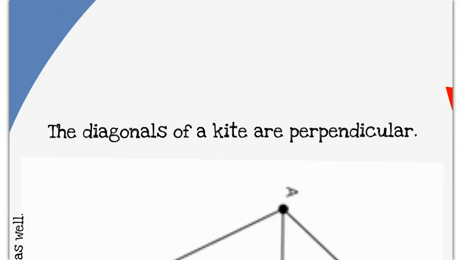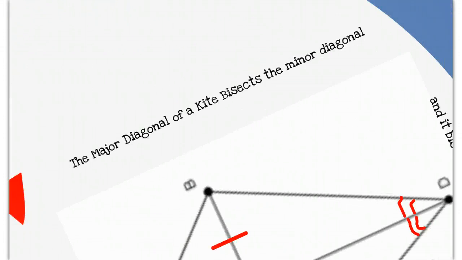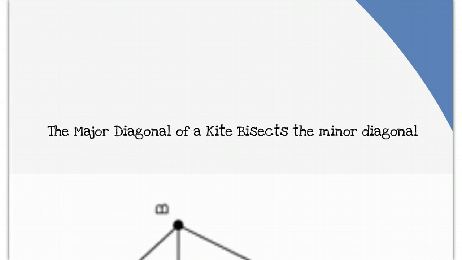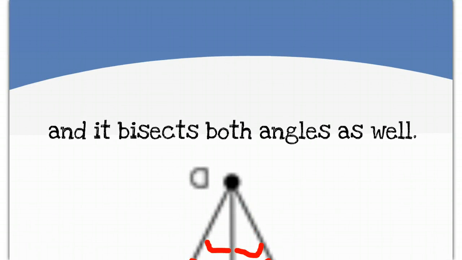The first one says that the diagonals of a kite are perpendicular. And so whenever you draw in the diagonals of a kite, you know that you have 90-degree angles created by those two diagonals. Very powerful theorem. Another one says the major diagonal, remember in our picture it was CD, bisects the minor diagonal. And so it goes through the midpoint of that other diagonal that was drawn. And we'll look at that in a second. And then finally, that major diagonal also bisects the angles as well.